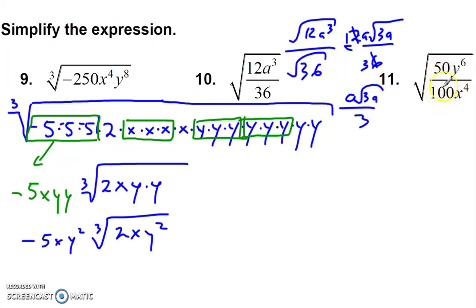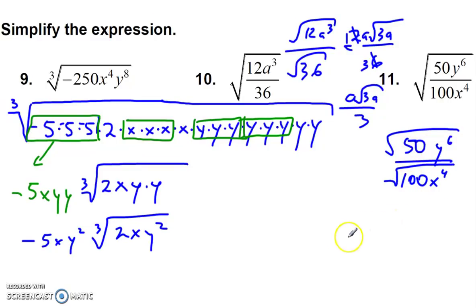Similar here, you can either simplify first or split this up, 50 y to the 6th over 100 x to the 4th. Now if we're working with square roots and variables, the square root of 100 is 10. Square root of x to the 4th is x squared.